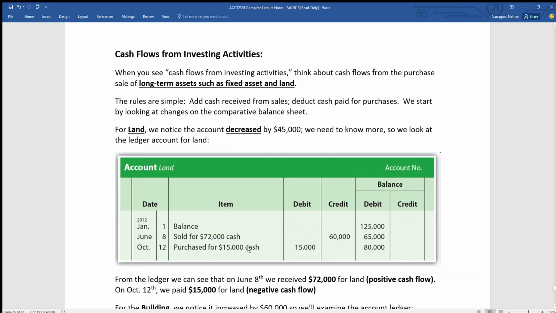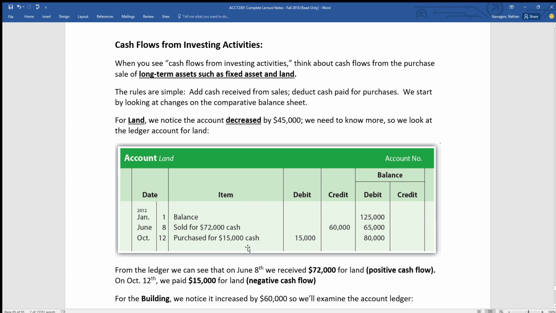Okay, investing is a little bit easier to understand when we actually look into it. Okay, when you see cash flows, we're basically looking at any purchases or sale of any long-term assets, namely fixed assets. Okay, and the rule is basically this: we add cash received from any sales, and we deduct cash paid for purchases. Okay, nothing really different on that part.